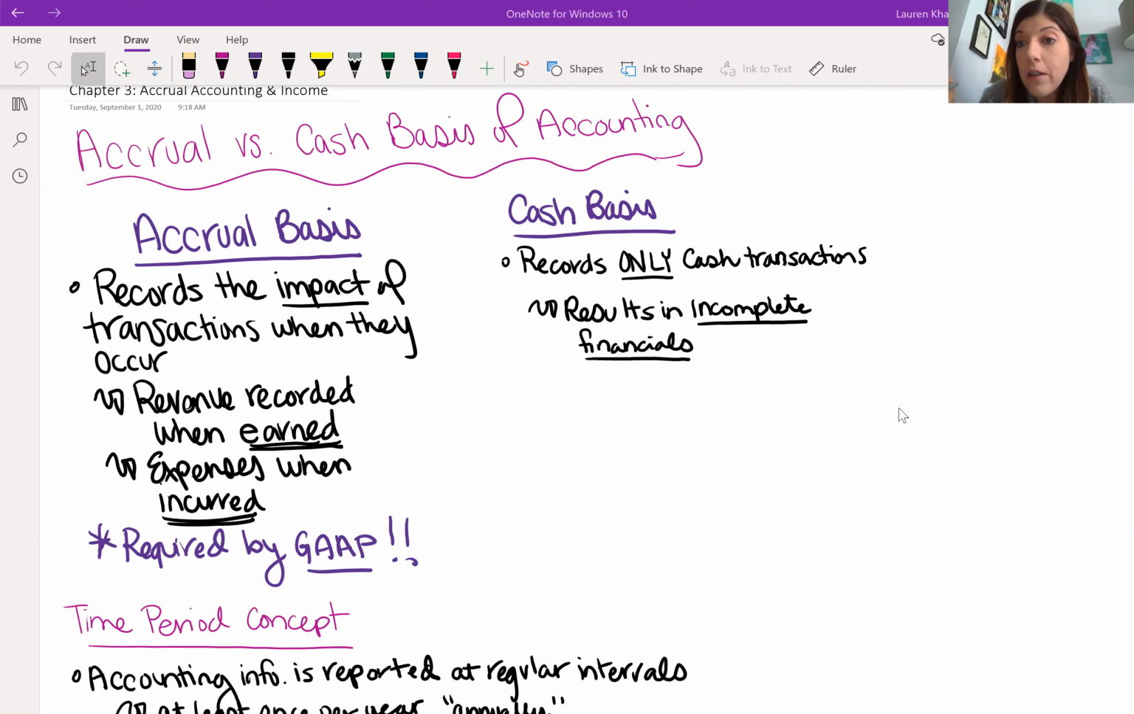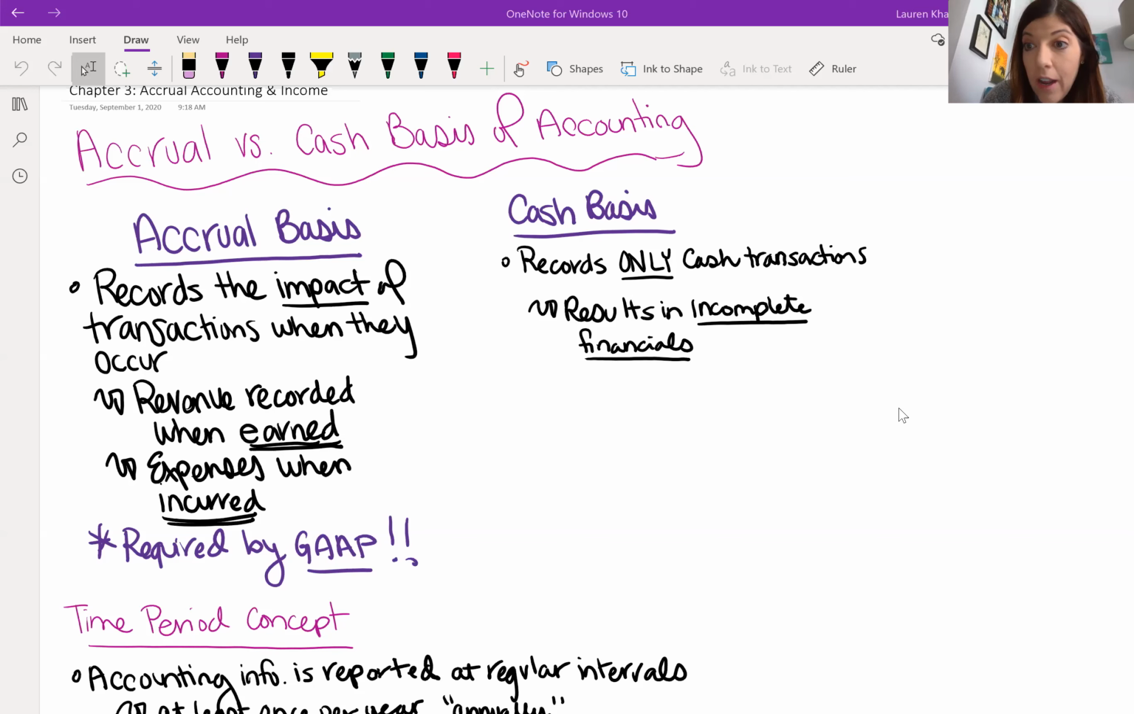GAAP does not allow us to use a cash basis. Everything you've learned in this class so far is an accrual basis. So with accrual basis accounting, we're recording the impact of transactions when they actually occur. So when did I provide the service to my customer? I'm going to record revenue when I've provided that service to my customer or the goods to my customer.